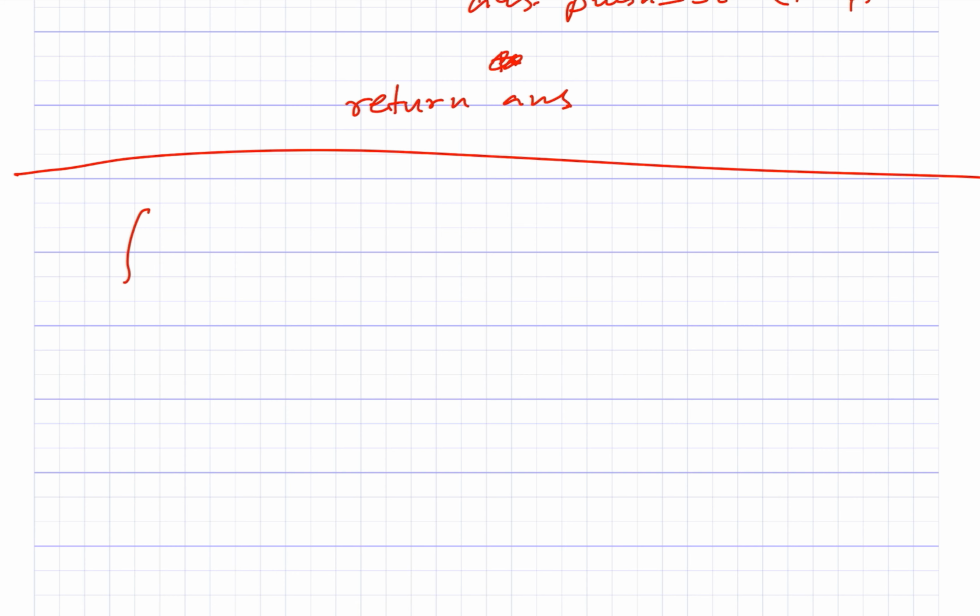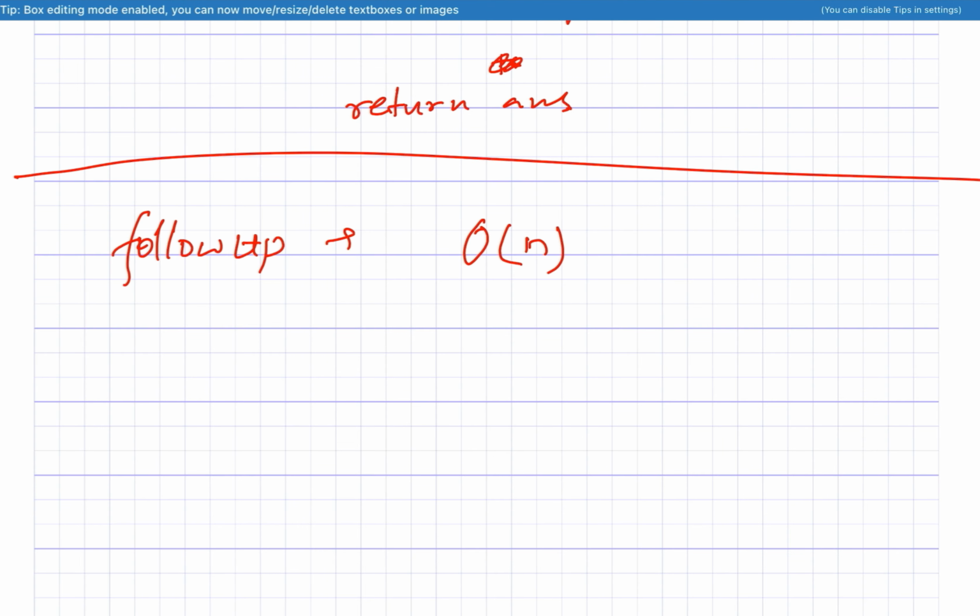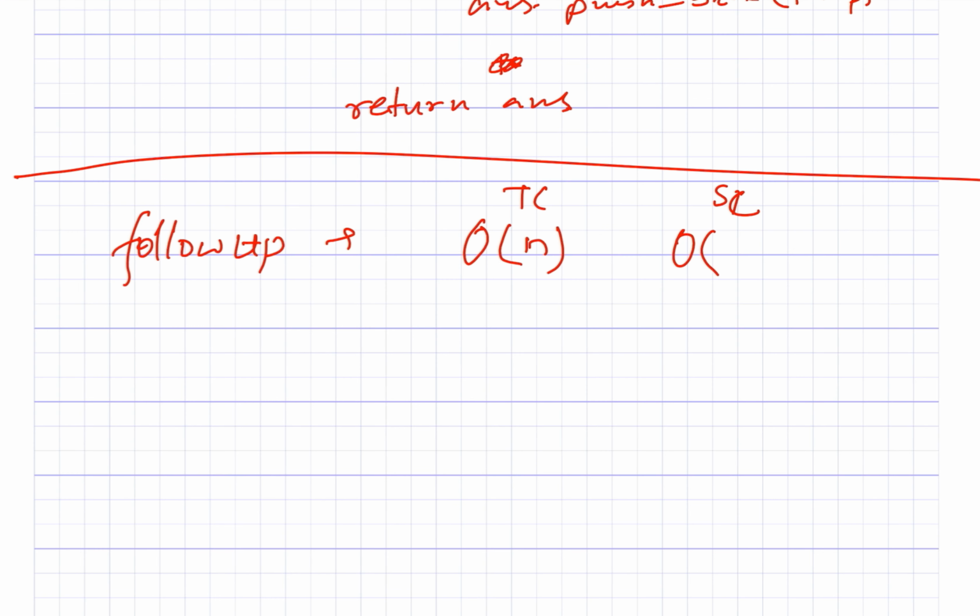So let's solve the follow-up part of our question. What is the follow-up? We need time complexity of big O of n, linear time complexity, and space complexity of big O of 1. We have a standard algorithm for this, that is Boyer-Moore.